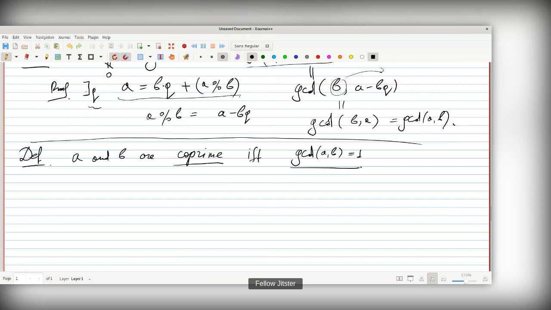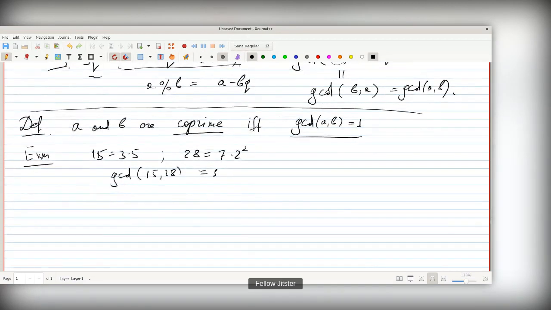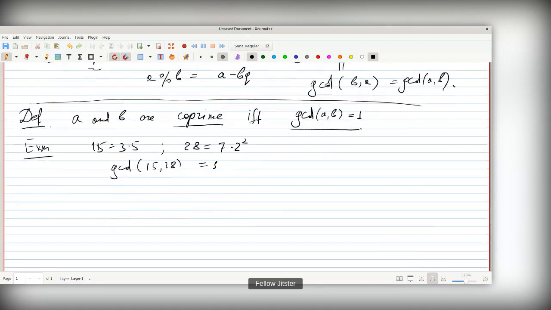For example, we say that 15, which is 3 multiplied by 5, and 28, which is 7 multiplied by 2 squared, are coprime. Neither of these two numbers is prime, but they have no common prime divisor. Their only common natural divisor is 1. So they are coprime.